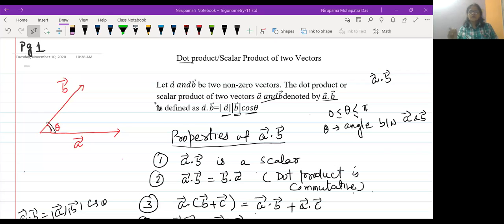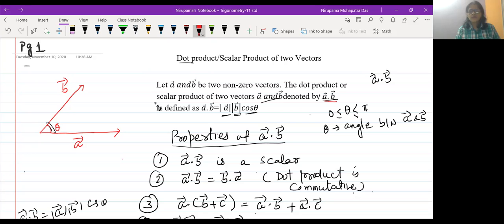Okay, so going to the dot product or scalar product of two vectors, suppose we have A and B, two non-zero vectors. The dot product or scalar product of two vectors A and B, denoted by A dot B, is defined as A dot B equal to magnitude of A into magnitude of B into cos theta.